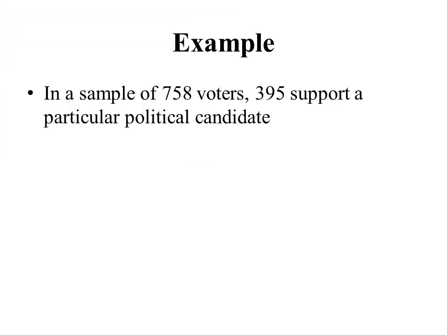Let's start off with a scenario where we'd like to estimate the population proportion of voters who support a particular political candidate. Suppose we go out and survey 785 voters and find that 395 of them support this candidate. And so our sample proportion p hat is 395 divided by 758, which is 0.521. So that means that about 52% of the voters support this particular candidate.